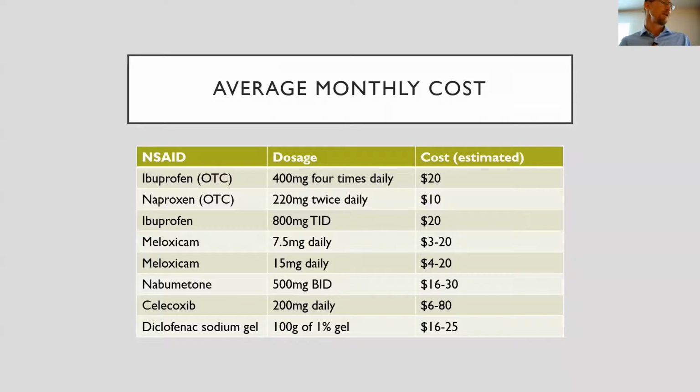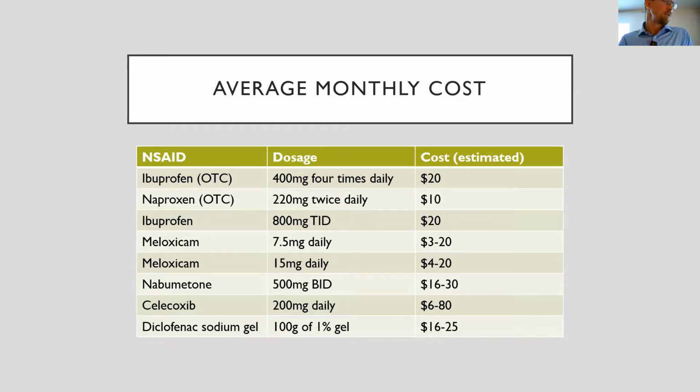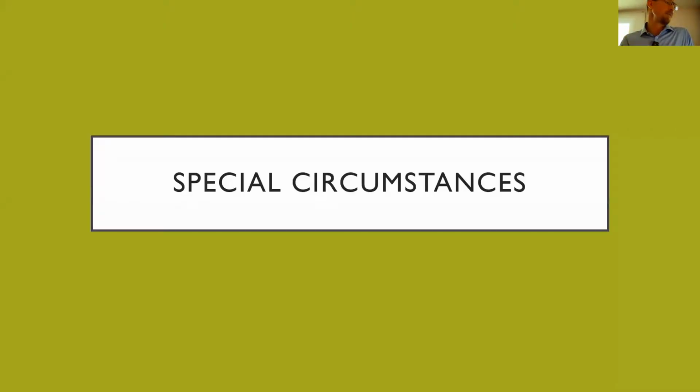Here's some info about costs, just to give you an idea. Most of these are pretty cheap now. Even Celebrex, the newest one, has been out since '95, and you can get generic celecoxib for as cheap as $6 a month. Diclofenac gel, that one used to be really expensive, right? Voltaren gel, now it's over the counter. I have it in a separate slide, we'll come back to that a little bit.